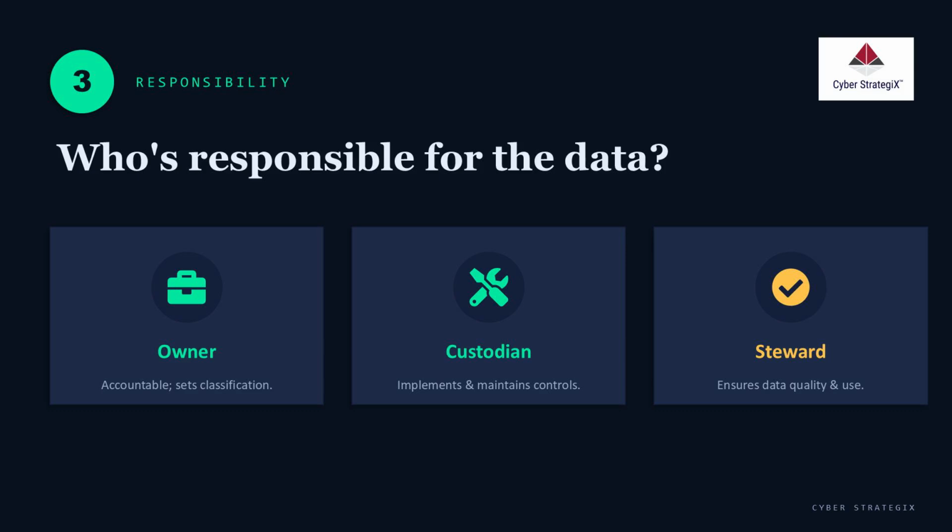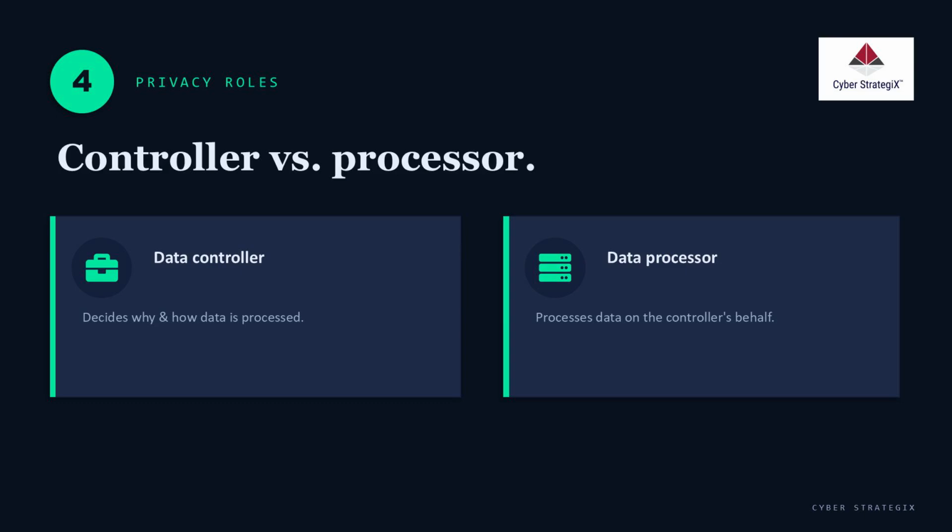Several roles share responsibility. The data owner, usually a senior business leader, is accountable and sets the classification. The custodian, often IT, implements and maintains the protective controls day to day. The steward focuses on data quality and appropriate use, and users simply follow the rules. The exam loves to test who does what. Owner sets, custodian protects.